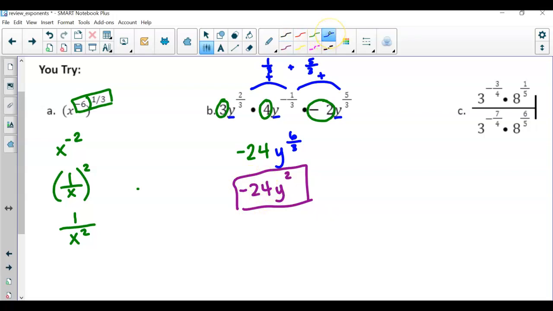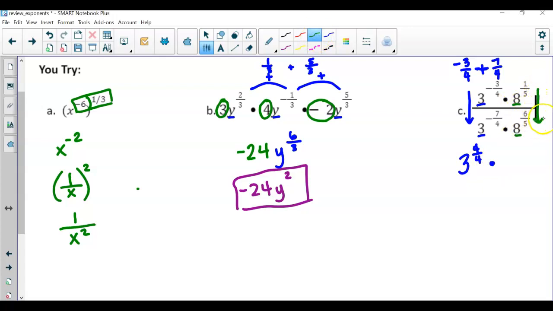So then the last one, again, bases have to be the same in order to follow the rules. So notice how we do have these two bases of 3. We're going to use our quotient rule because we're dividing. We're going to subtract top to bottom. Negative 3/4 minus negative 7/4. So if you need to, write it out. Now, you should have gotten two negatives, which make a positive. So this is 3 to the 4/4. Then times, again, the bases are the same, 8 and 8.